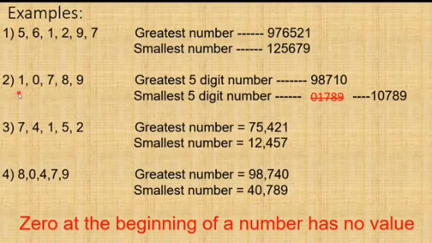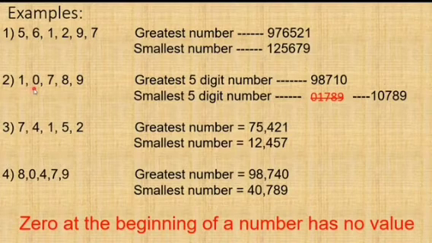I have a set of numbers here wherein we have an important fellow, that is 0. Now how do we use this number in forming the greatest 5-digit number? Greatest 5-digit number should not be a problem because we start with the greatest number, that is 9. 9, 8, 7, 1 and 0. Now for the smallest 5-digit number, we are asked to form the smallest by arranging all these numbers in ascending order. So which is the smallest? 0.